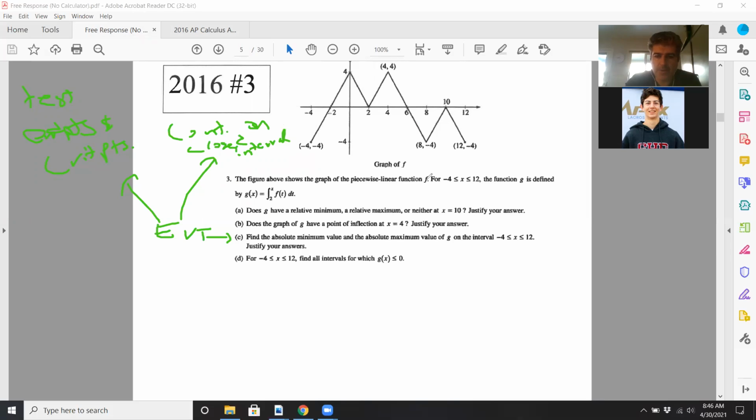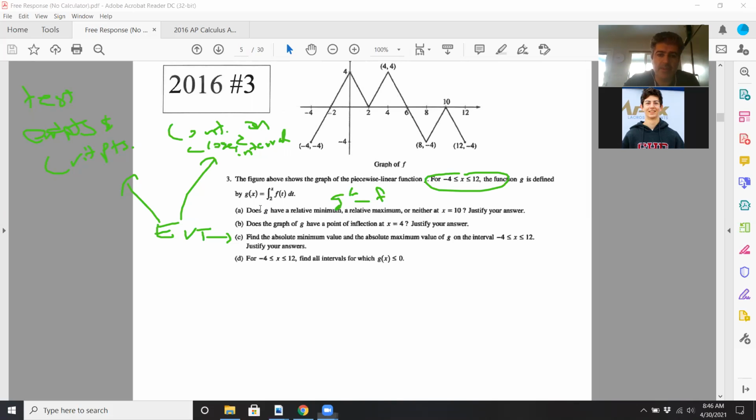Are we closed? Absolutely, right? -4 and 12 are included. Are we continuous for G? Well, we would have to be because G prime equals F, right? Is F continuous from -4 to 12? Sure, look at it. F is totally continuous. So that means that G prime exists everywhere. So it means that G is differentiable from -4 to 12. Well, if you're differentiable from -4 to 12, you're continuous from -4 to 12. If you're differentiable, you're continuous. So you can maybe make a statement about that too.